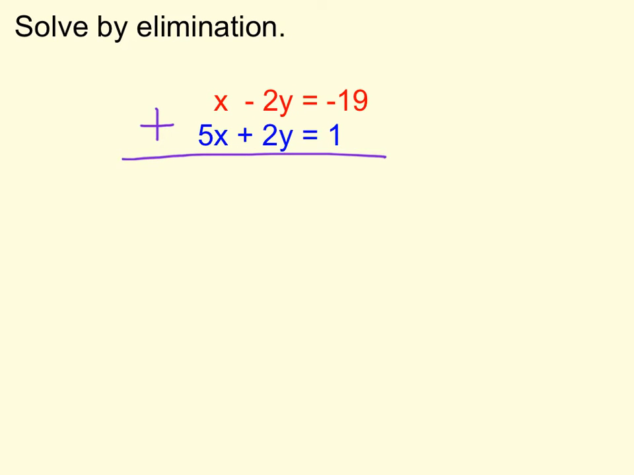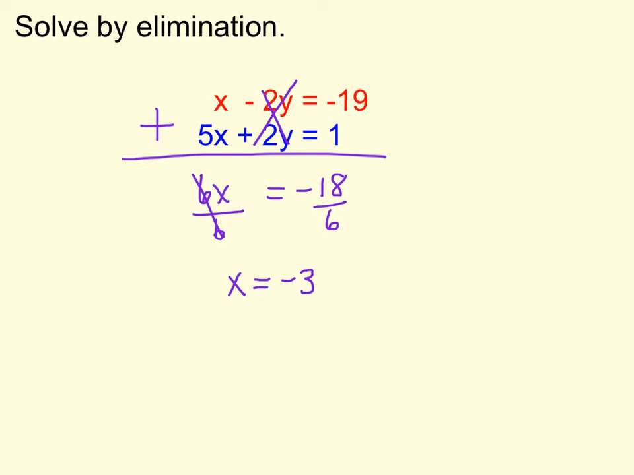So when you add this left to right, x plus 5x is 6x. Negative 2y plus 2y is 0, cancels out. Bring down your equal sign, and negative 19 plus 1 is negative 18. After you do that step of adding the equations together, you're left with a one-step equation. So we divide both sides by 6, and x equals negative 3.